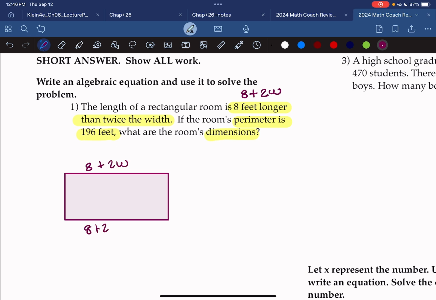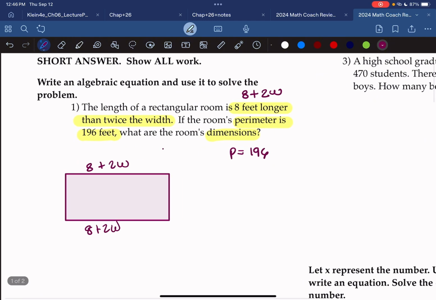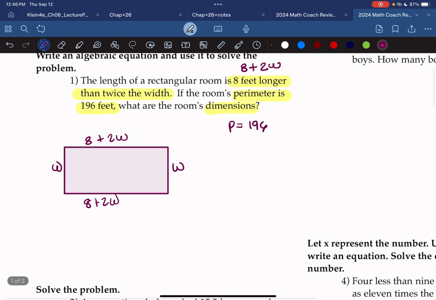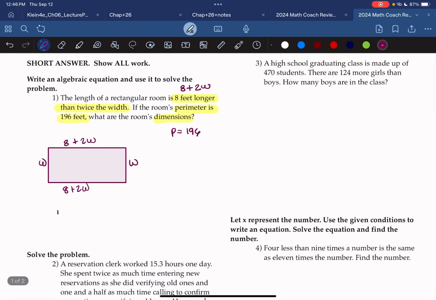So we write it on both sides, because the perimeter is 196 feet, and the perimeter is just the addition of all of the sides of the rectangle. And then width. So let's write our equation. 196 equals, we just input all of these values into the equation: 8 plus 2w plus 8 plus 2w plus w plus w.